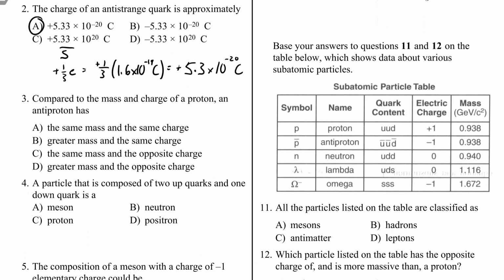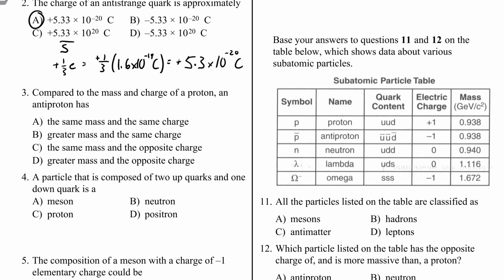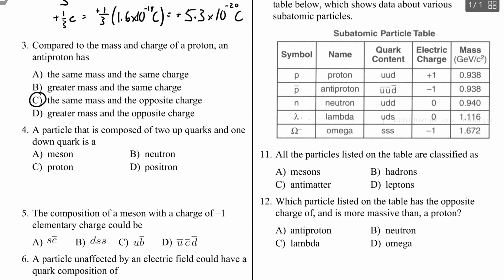Cool. All right, compared to the mass and charge of a proton, an antiproton, this is just the definition of what an antiparticle is. So it's the same mass, but opposite charge. So we're looking at choice C. It's an antiparticle, so it has the same mass and an opposite charge.